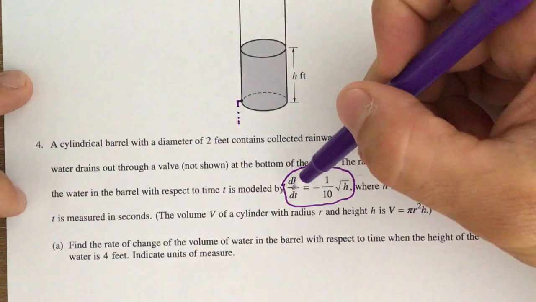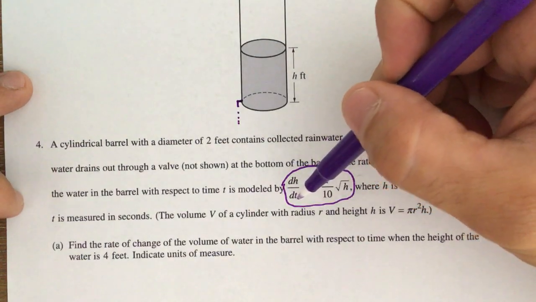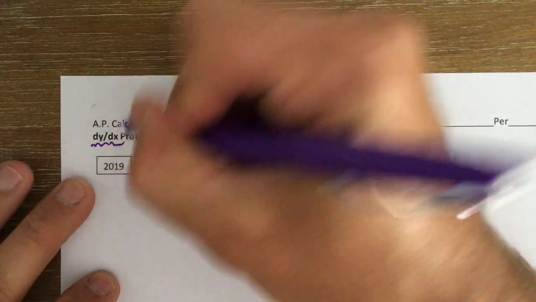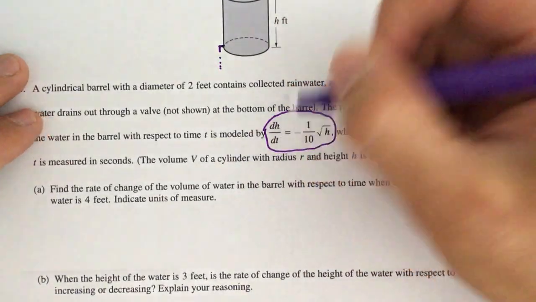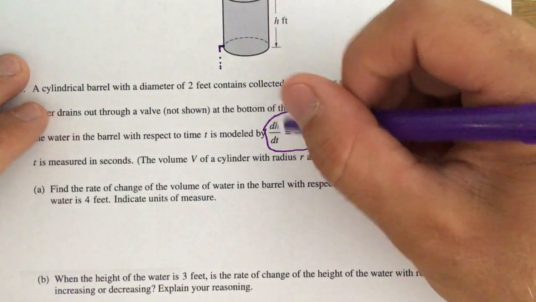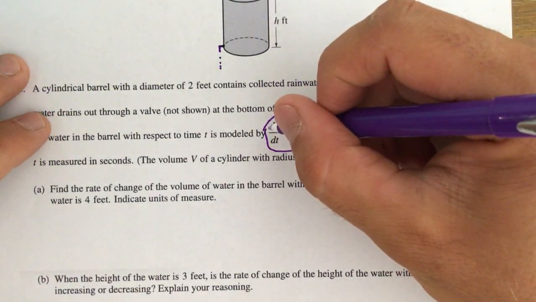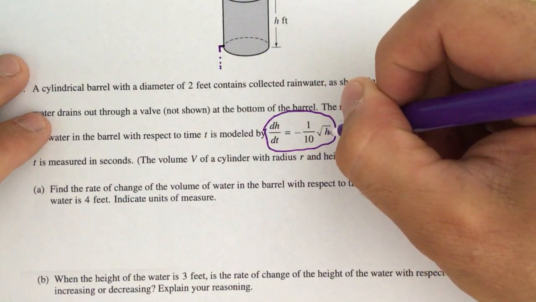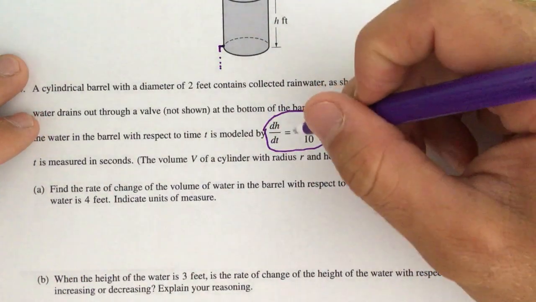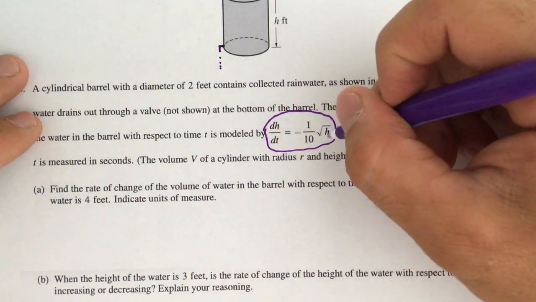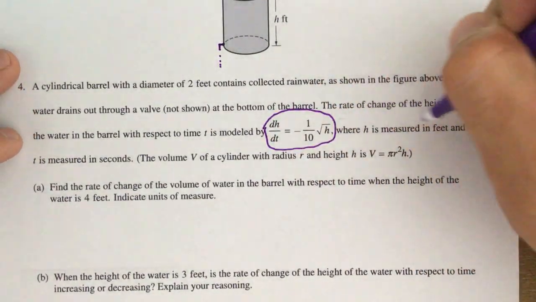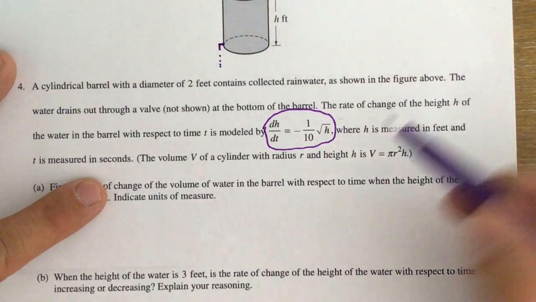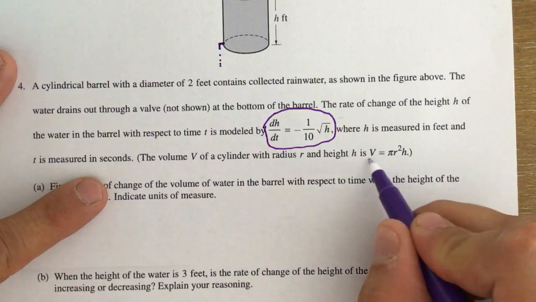Just by looking at the way they wrote that, it makes me think it is a dy over dx problem, like I have it labeled up above. Even though it's dh over dt, it's dy over dx, but this is a y value, an output, which is a little strange, because normally you would hope a slope is written in terms of x, the input. Here h is measured in feet, so we have feet per second. They also give us the formula for the volume of a cylinder. That's nice of them.